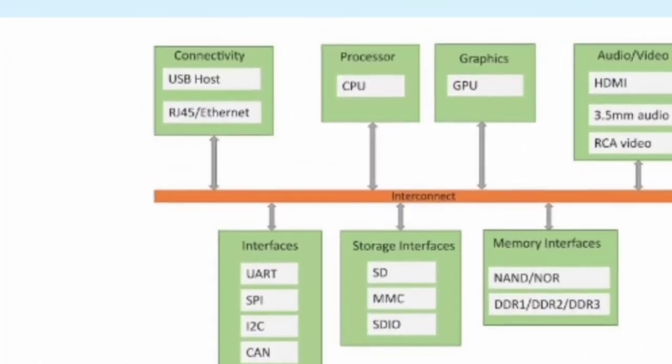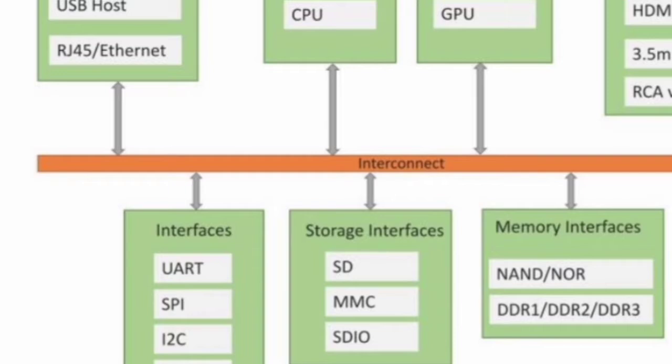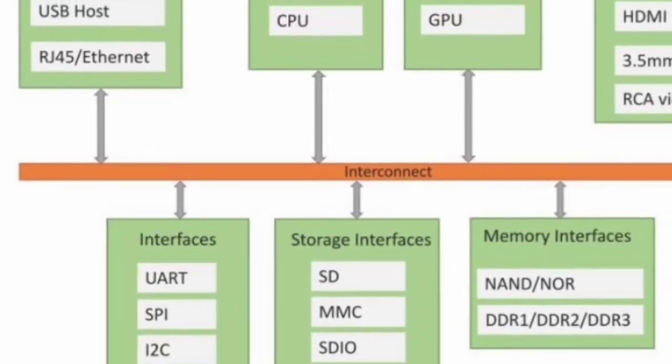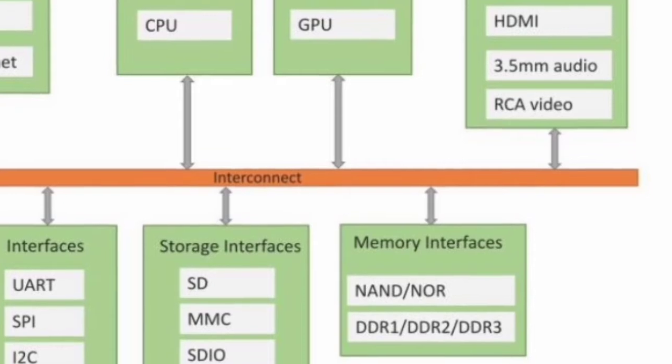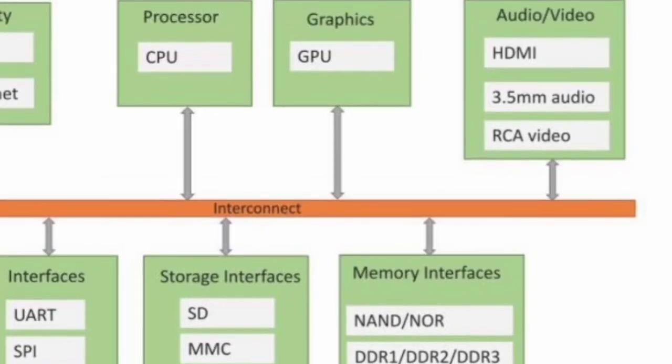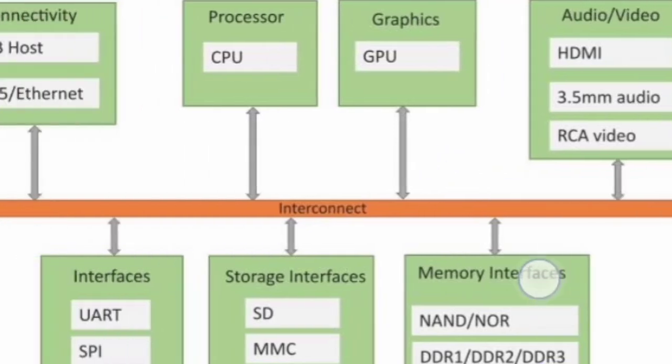Block diagram of an IoT device. Here we observe the processor, graphics, connectivity and interfaces, storage interfaces, memory interfaces, audio, video. So these are the memory, storage and interfaces, and that is the connectivity, processor, graphics, and audio, video.